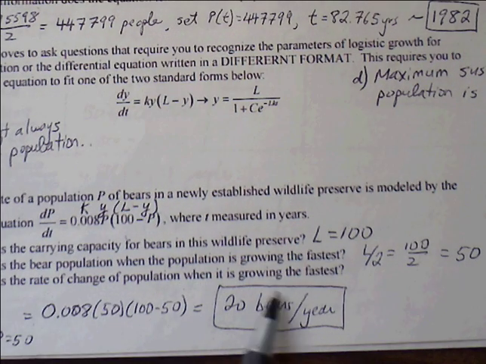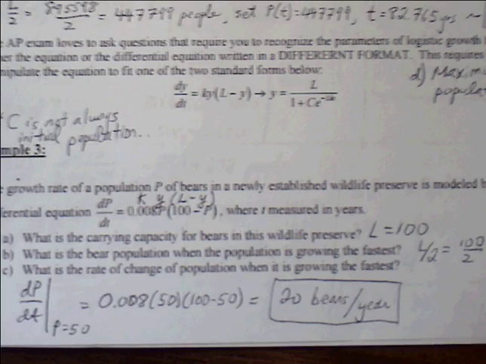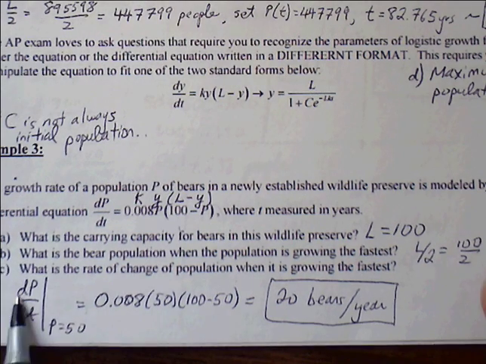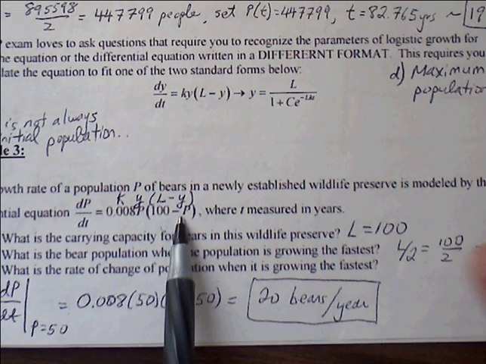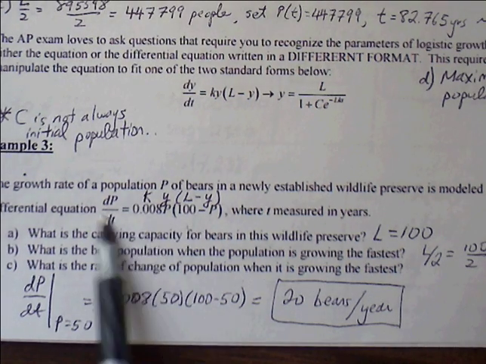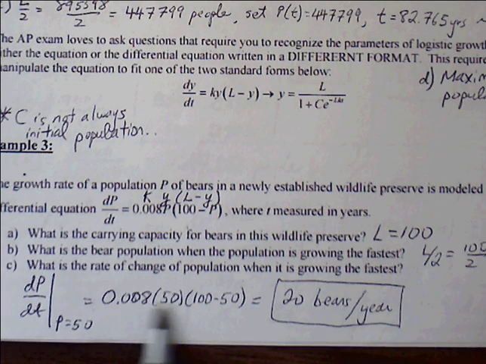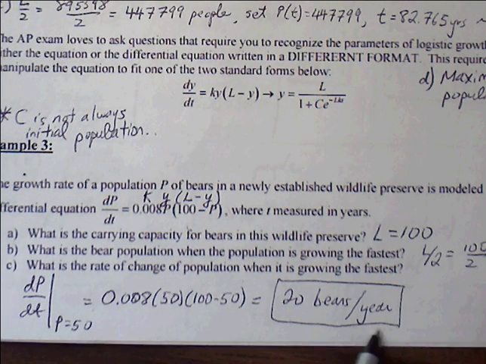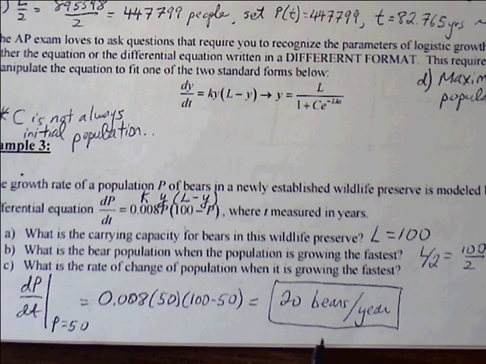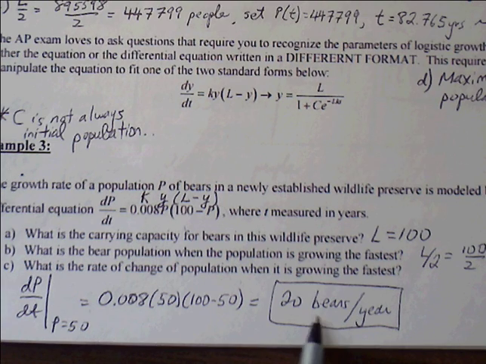What is the rate of change of population when it is growing the fastest? Well, we can just plug in our population of 50 to figure out what the rate is going to be. So 0.08 times P, our population, which is 50, times 100 minus P, 100 minus 50. Plug all this in, and we get 20 bears per year. So 20 bears per year is going to be the fastest rate of change for this population. Okay, next page.